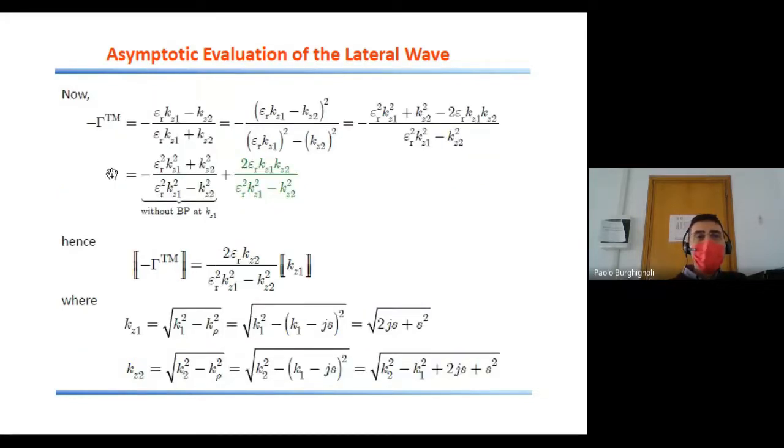Let us do that. Minus gamma is minus the ratio between this numerator and this denominator, where you can see there are the vertical wave numbers, kz1 and kz2, which are in turn expressed by square roots. So every time you have a square root, you have to take a decision. Which kind of determination must I choose?